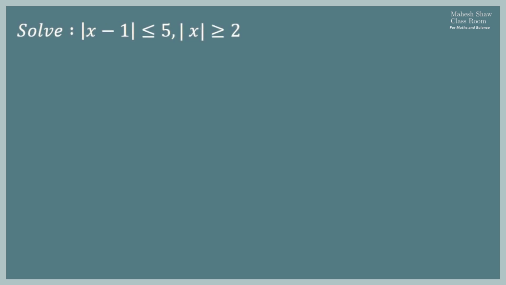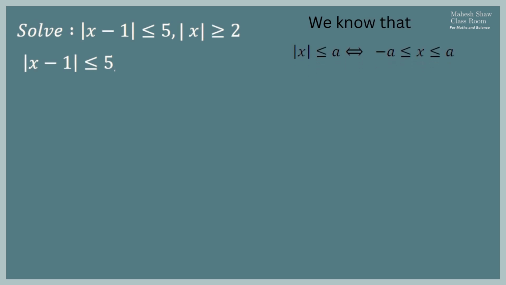The question here is to solve this inequality, which is |x - 1| ≤ 5 and |x| ≥ 2. We know that when |x| ≤ a, x belongs to [-a, a]. That means the value of x here will be all points from -a to a.